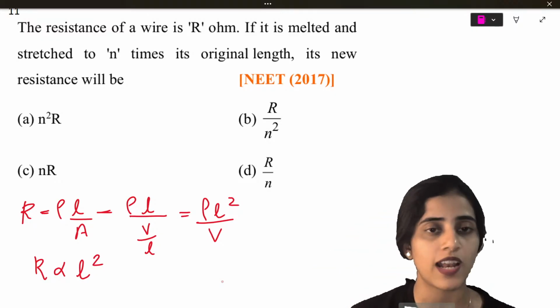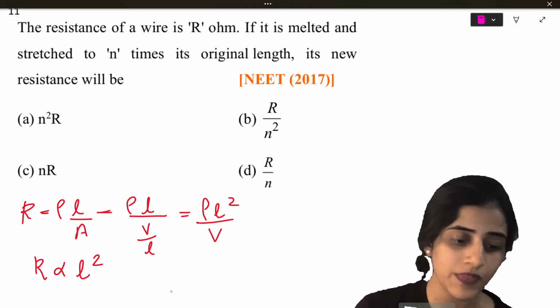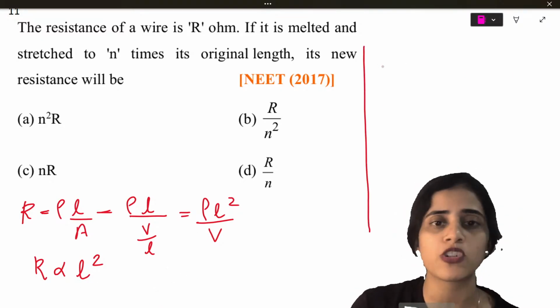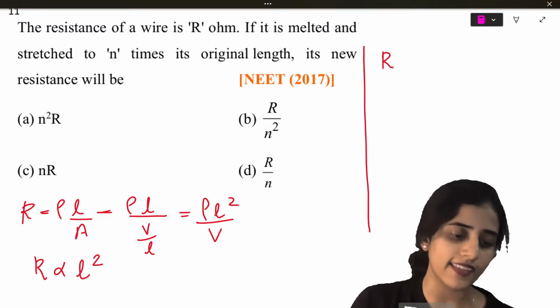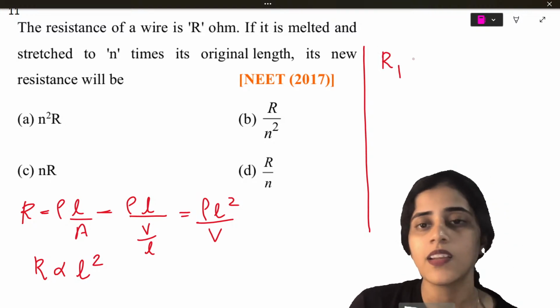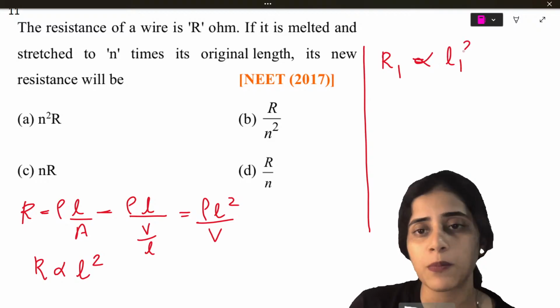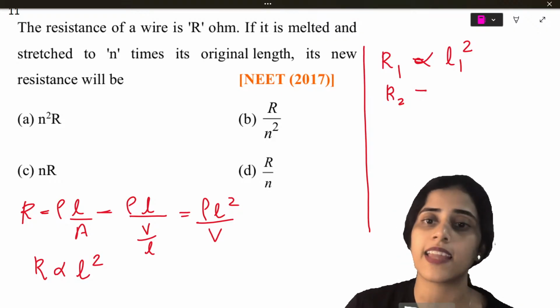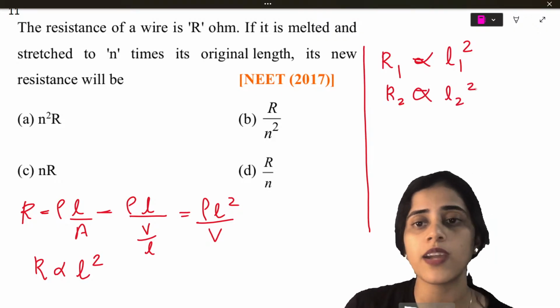Take the proportionality. That's the tricky part here. R is proportional to L square. The rest is very easy. If R is proportional to L square, for the initial length, let's say R1 is proportional to L1 square. R2 is for the length after you melt it and increase its length. This will be proportional to L2 square.